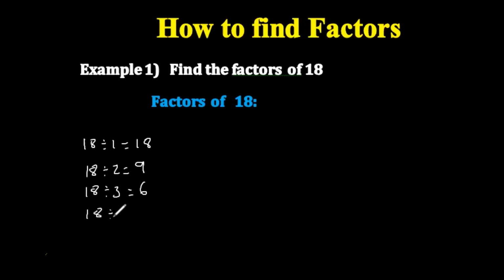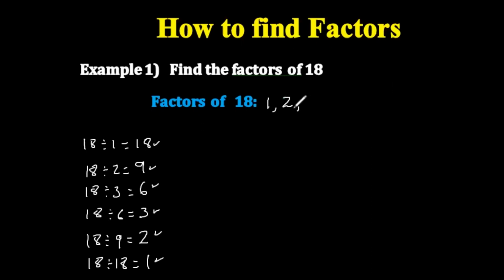18 divided by 6 is 3. 18 divided by 9 is 2. And 18 divided by 18 is 1. This means 18 is divided by 1, 2, 3, 6, 9, and 18 without a remainder. Therefore, the factors of 18 are 1, 2, 3, 6, 9, and 18.